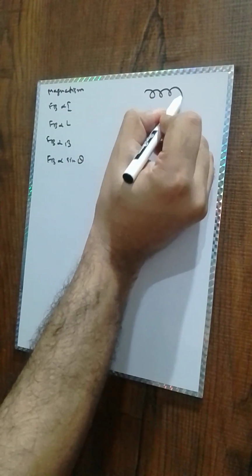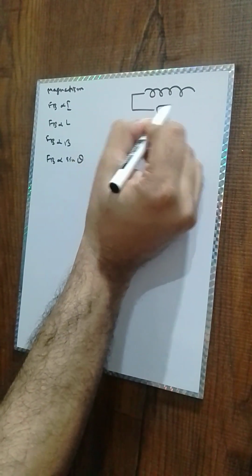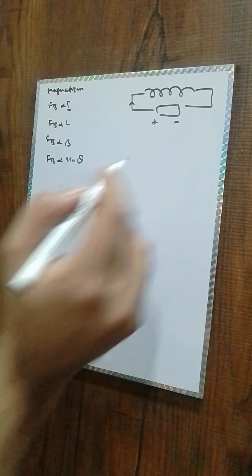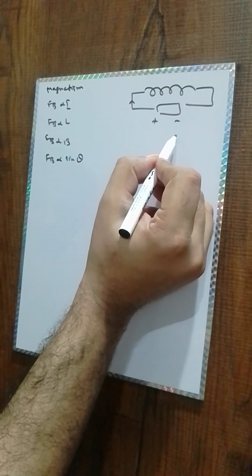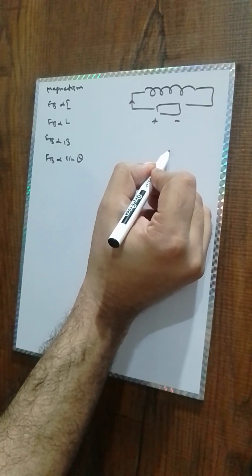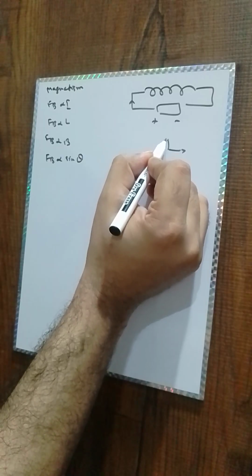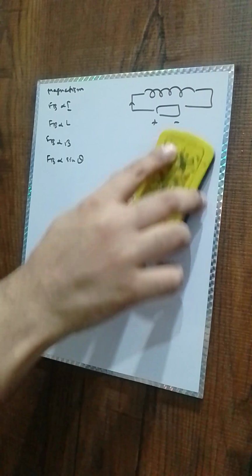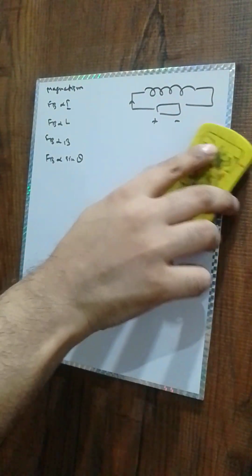So if this is the coil, here we have the battery, the circuit, the flow of the current, and then there is this three-dimensional law which says that if the electric field is here and the magnetic field is here, then the force is somewhere here, but that can be explained later.